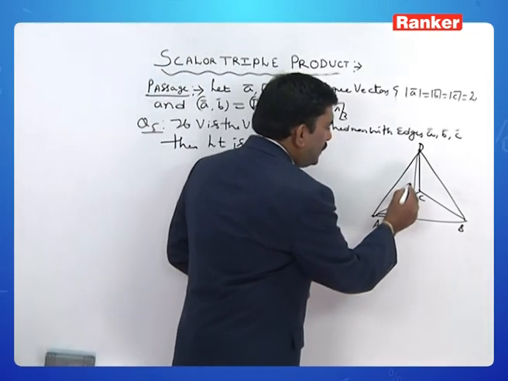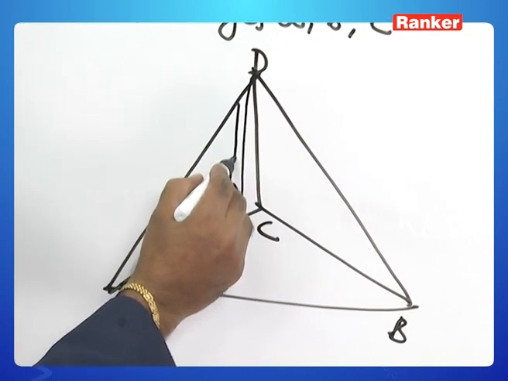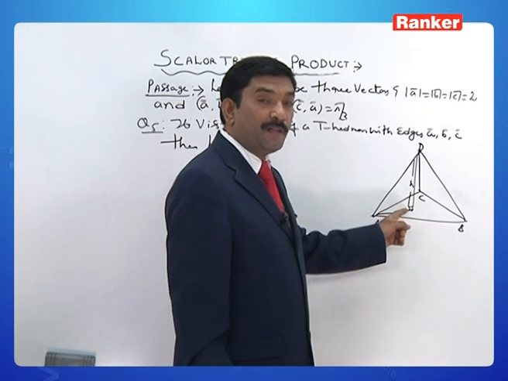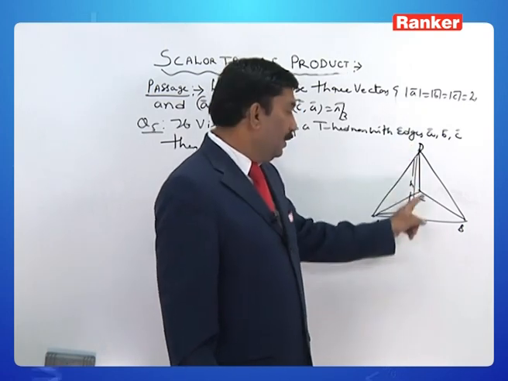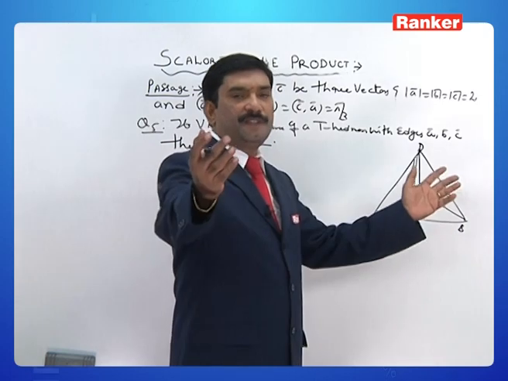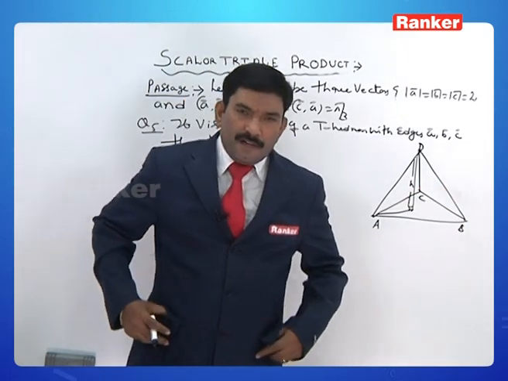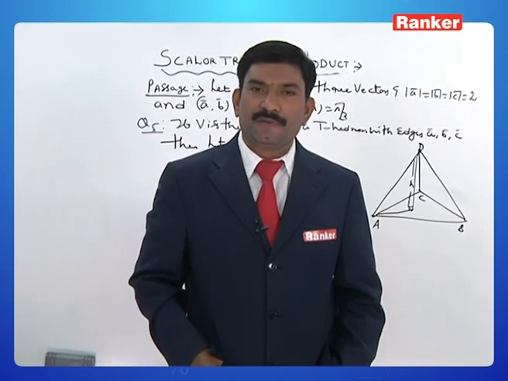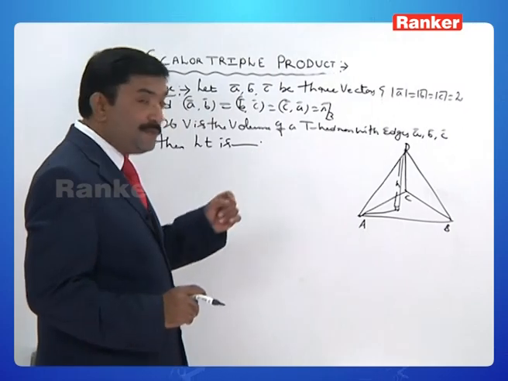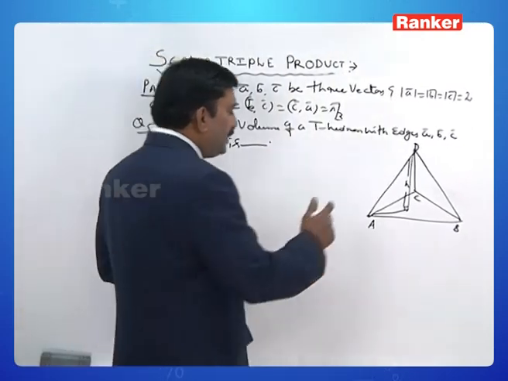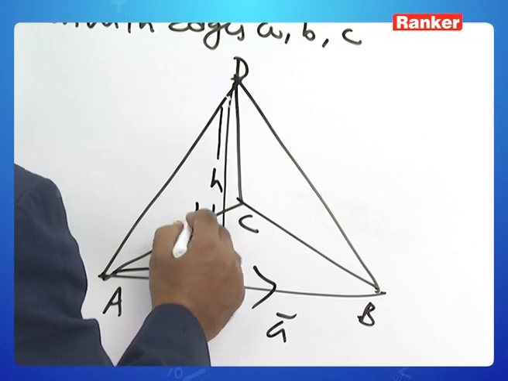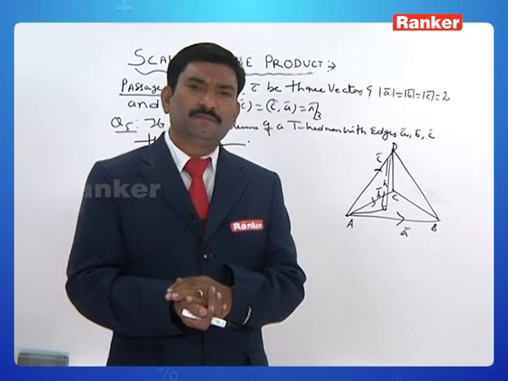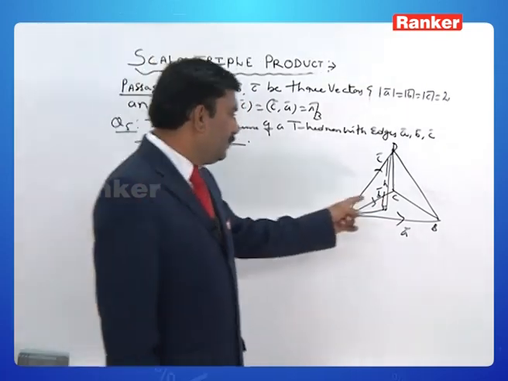This is nothing but a height. H is nothing but the height, or the perpendicular distance from the vertex D to the face, triangle ABC. In a tetrahedron, every face is what? Triangles. Followed? So therefore, that height you are supposed to find out. Now if I take this as A bar, this as B bar, this as C bar, let it be. It makes no difference.